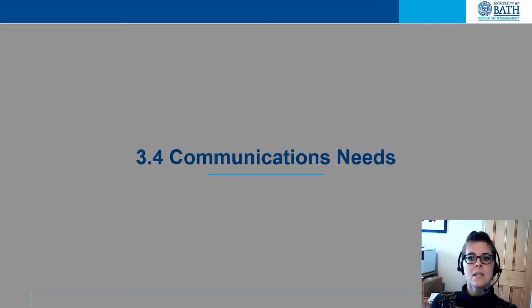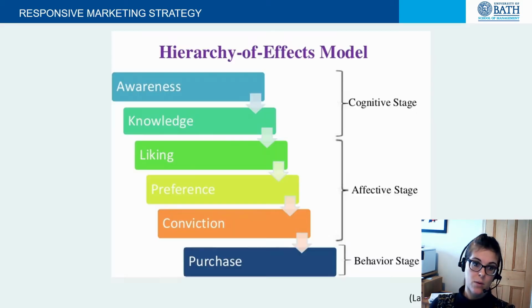So we've looked at organisations, we've looked at how the decision-making unit is made up of individuals, and we've looked at how those decisions are made. What we're going to look at now is the different communication needs at different stages of that decision-making process.